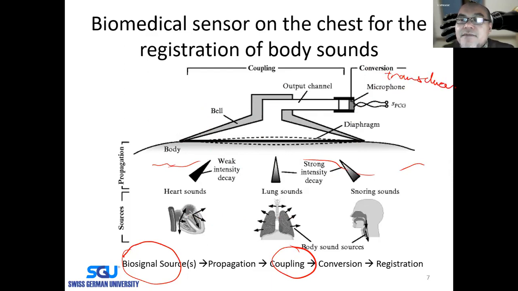Transducer, as the name implies, transduces or converts the signal from one energy form to another energy form, after which the signal can be registered and recorded by any means. It could be recorded as a graph on paper, or as an electronic signal.